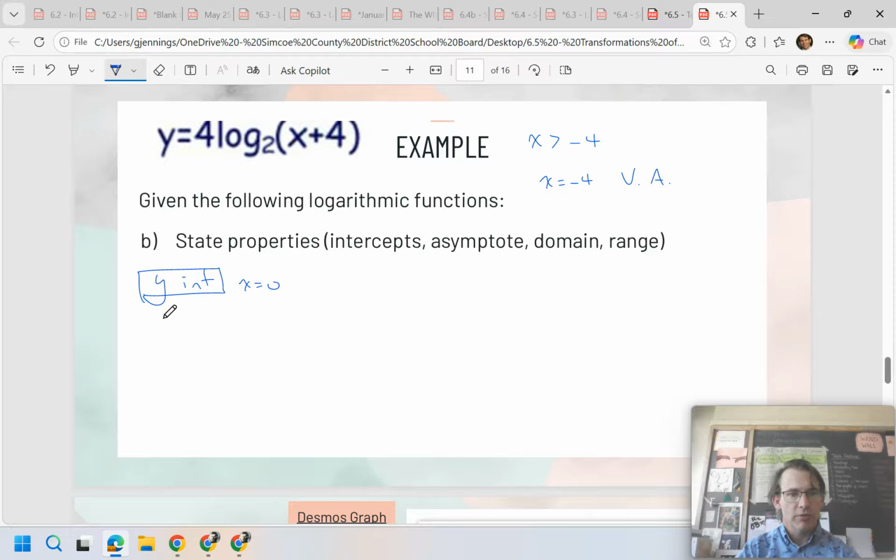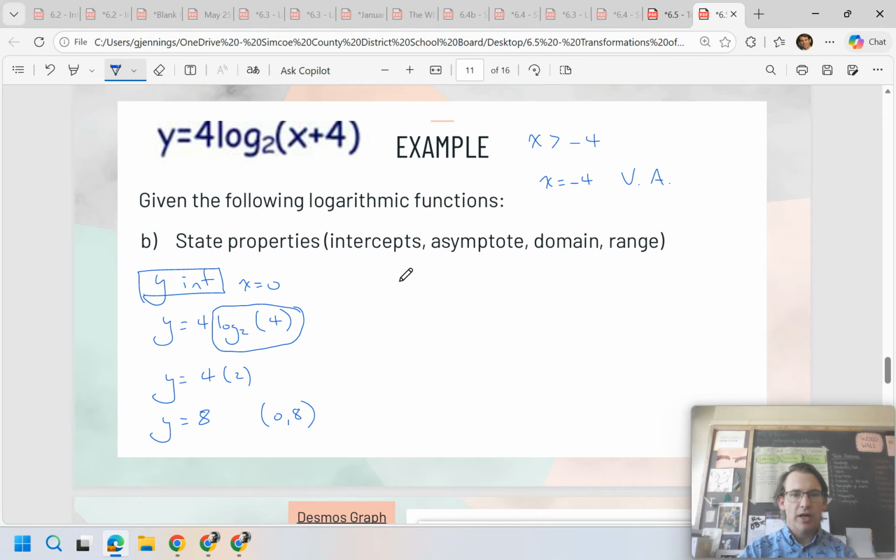And then we have y equals 4 log base 2 of 0 plus 4, which happens to be 4. 2 raised to the something gives us 4. Well, what's the value of that? 2. Good. 2 to the 2 is 4. So the exponent that we need to raise 2 to get 4 is 2. So y equals 4 multiplied by 2, so y equals 8. That gives us the point (0, 8), everybody.